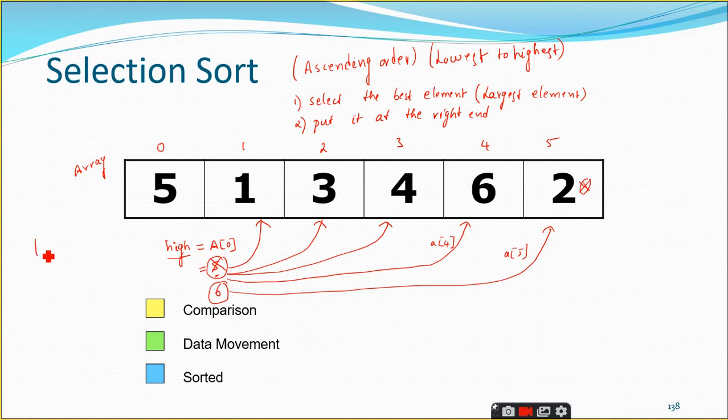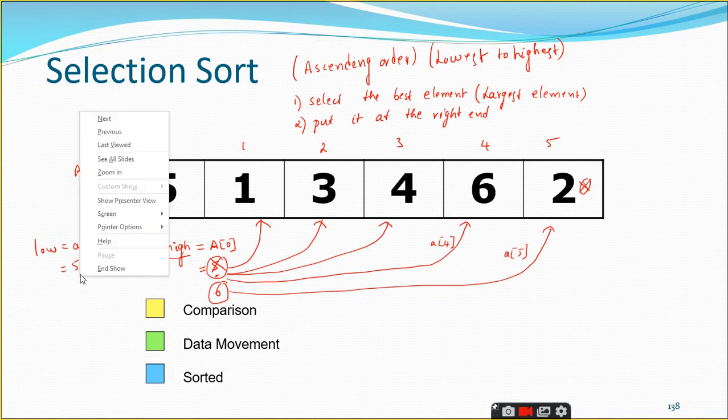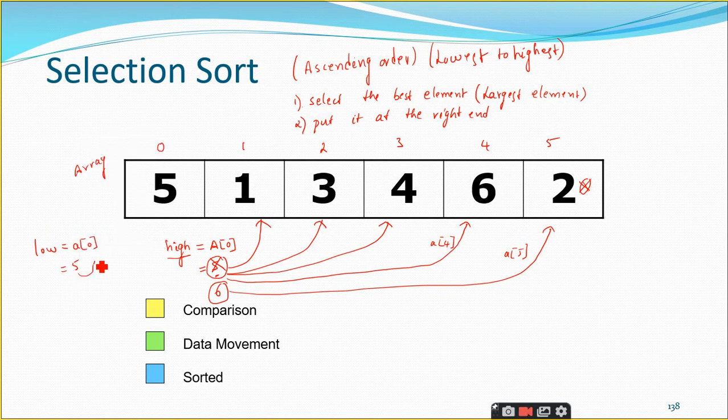So, here I will take the variable as low, and you assign the first value a of 0 here, which is equal to 5. Compare this low value with the next element, that is 1. Since 1 is less than 5, you are maintaining the lowest value, right. So, you have to replace this 5 with 1. Now, repeat the process until you reach the end.